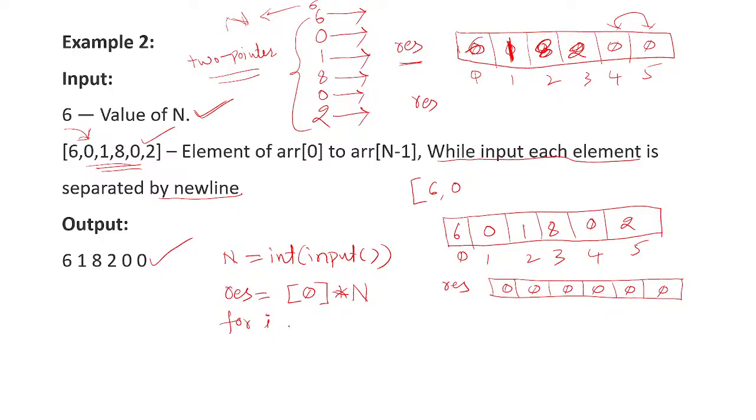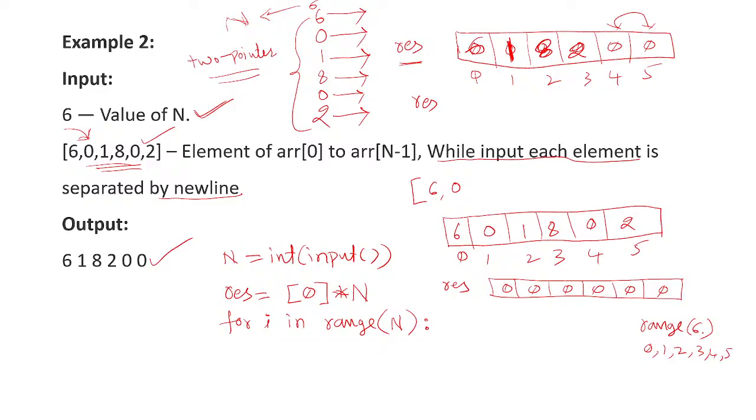So, for i in range of N, since the number of elements is given. What does the range function do? For example, if the n value is 6 here, and you say range of 6 in Python, it generates the numbers starting from 0 to 5: 0 1 2 3 4 5.